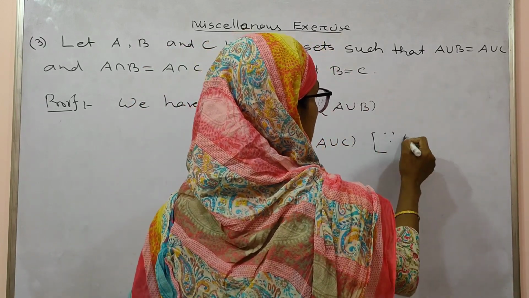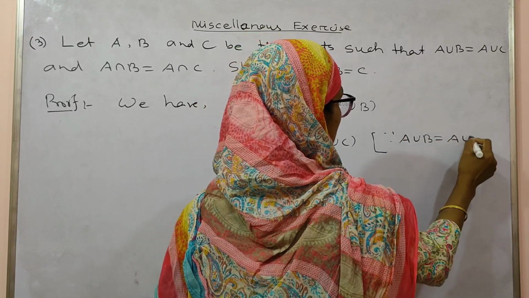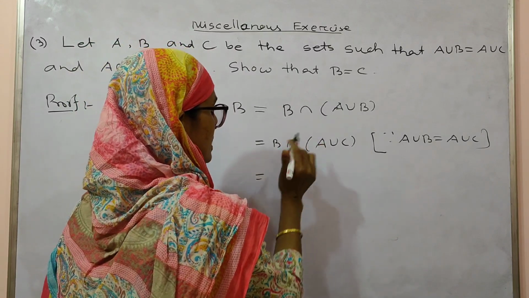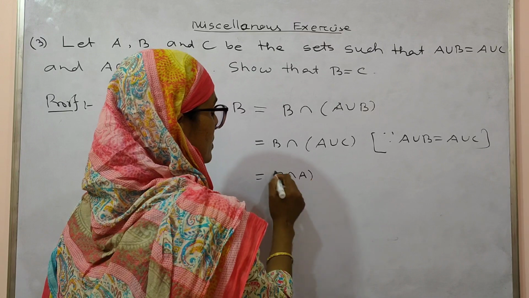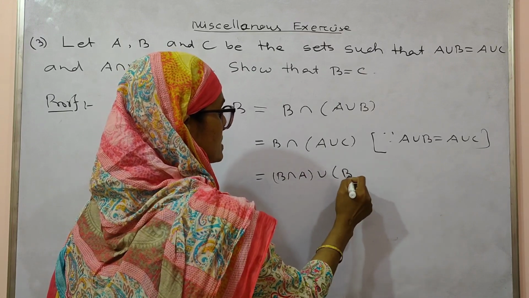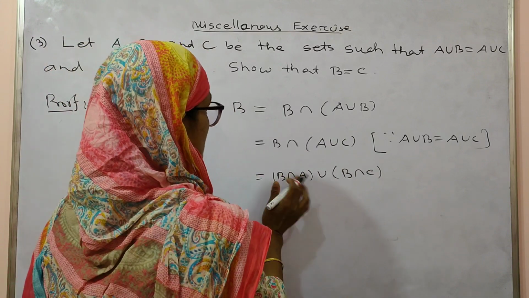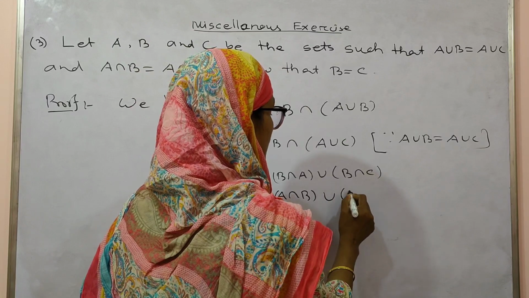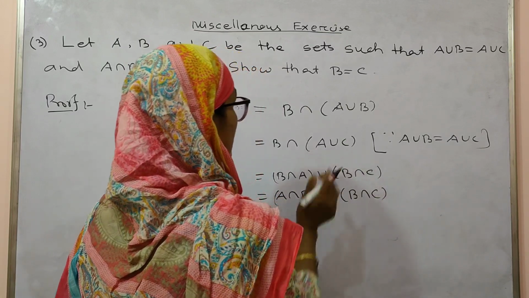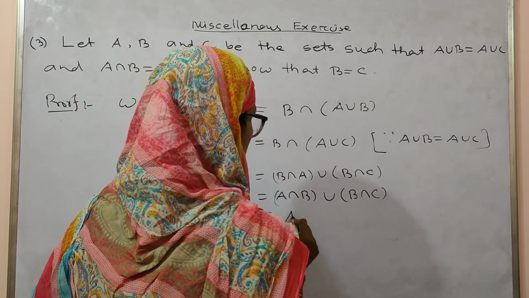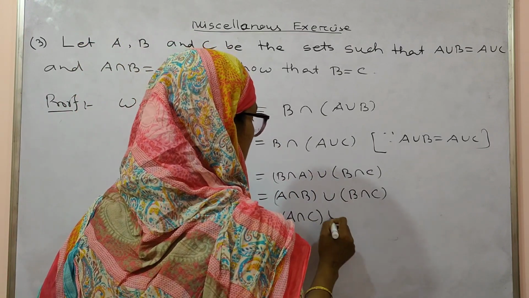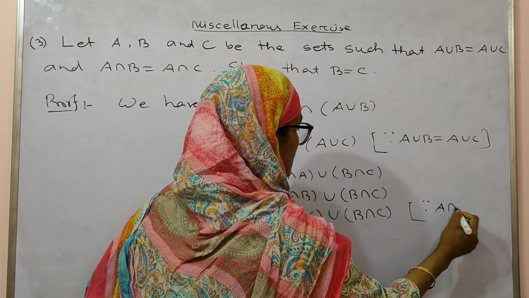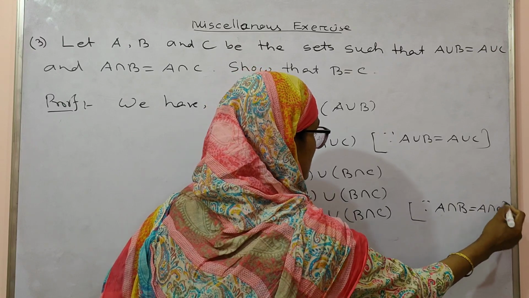Right here, since A union B equals A union C. Next, use the distributive law: B intersection A union B intersection C. B intersection A or A intersection B, same thing. You can write this one, union B intersection C. Again, A intersection B, you can write A intersection C. So you can write A intersection C union B intersection C, since A intersection B equals A intersection C.